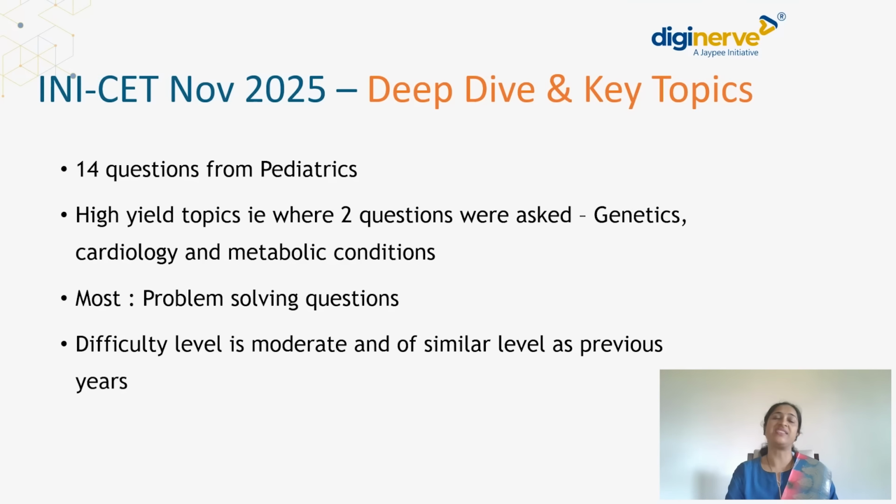Now in this year's INI-CET, we had 14 questions from pediatrics. The high yield topics, what I found, which means where more than one question, two questions were the maximum from each topic. So they were from genetics, cardiology and metabolic conditions in pediatrics.